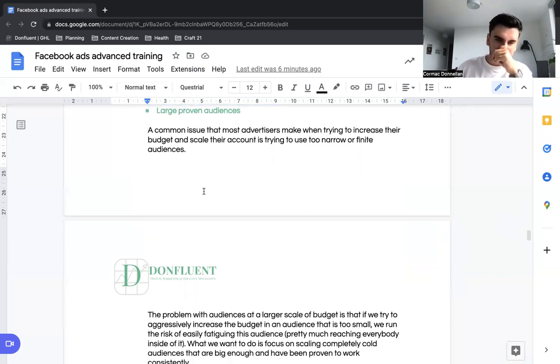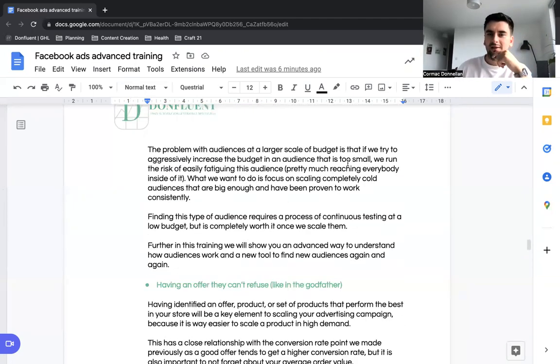The problem with audiences at a larger scale of budget is that if we try to aggressively increase the budget in an audience that is too small, we run the risk of easily fatiguing this audience, pretty much reaching everybody inside it. What we want to do is focus on scaling completely cold audiences that are big enough and have been proven to work consistently. So people who've never heard of the brand, removing remarketing audiences, removing all of that kind of thing, so that we can really go after them.